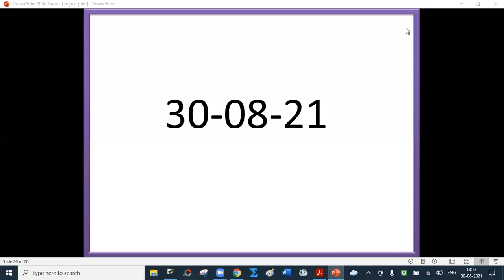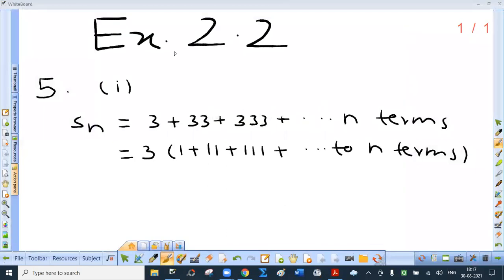Good evening. In the last lecture, we discussed the formula for the sum of the first n terms of a geometric progression. We have completed the first four sums of exercise 2.2, I guess. Yes. Now the fifth one, this is an important one. Find the sum to n terms.